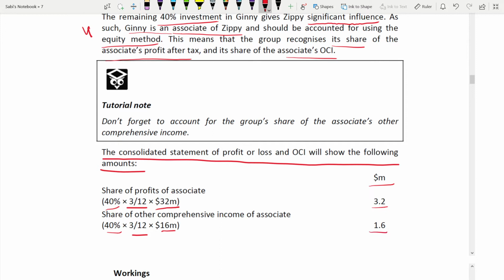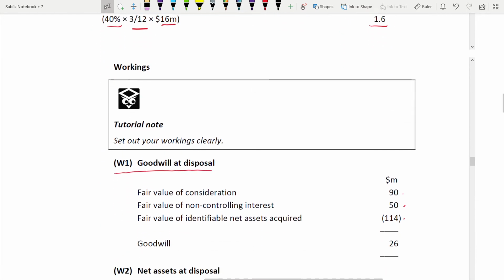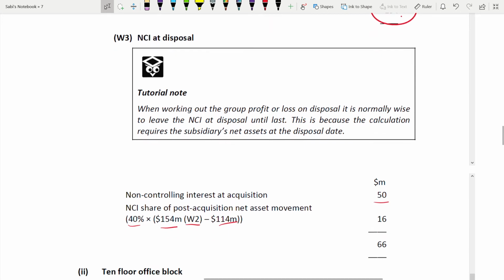This should be shown in the consolidated statement of profit and loss and OCI. That's what they have told. Okay, so this has to be shown in OCI also and in the consolidated statement of profit and loss. So with this, I have finished the first part of A.